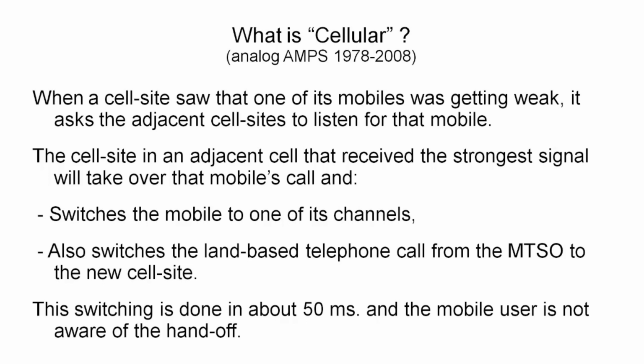When a cell site saw that one of its mobiles was getting weak, it would ask the adjacent cell sites to listen for that mobile. The cell site in the adjacent cell that received the strongest signal from that mobile would take over the mobile's call. It would switch the mobile to one of its channels and also switch the land-based telephone call from the MTSO to the new cell site. This switching is done in about 50 milliseconds, and the mobile user is not aware of the handoff.